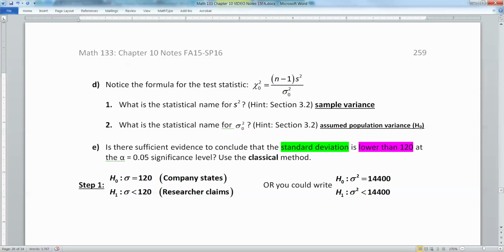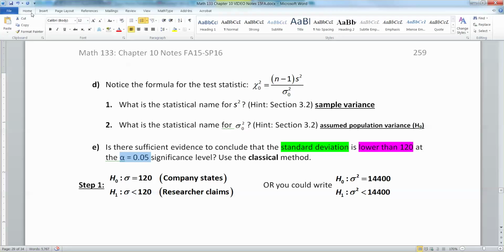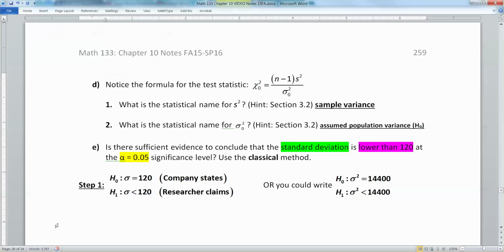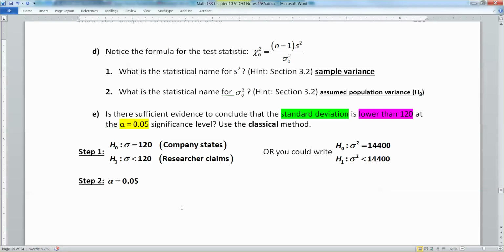Now step 2 is everybody's favorite step. It's given to us right here. Alpha is 0.05. So that makes things nice and easy. Now step 3 is where the hard work comes in. We need to be able to find the test statistic, which is the chi naught squared value, which is this formula right here. So I need to be able to find that.